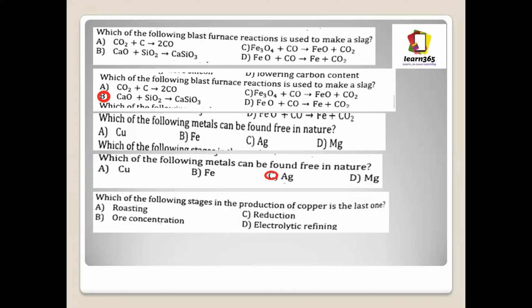Now, moving on, which of the following stages in the production of copper? Oh, Brooke, is it new? Yeah, remember it, silver is the one that occurs. I thought copper to be found naturally. You thought copper?